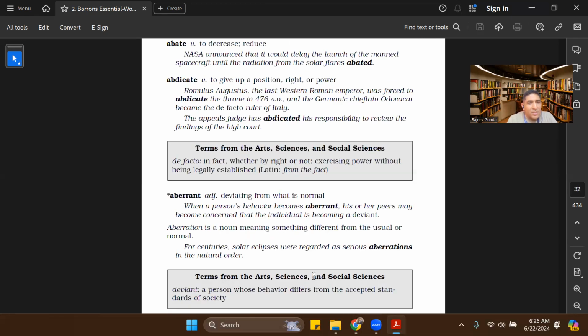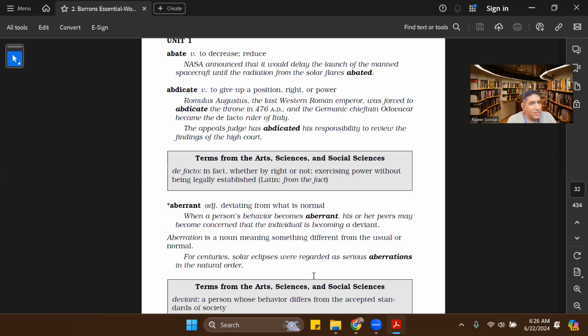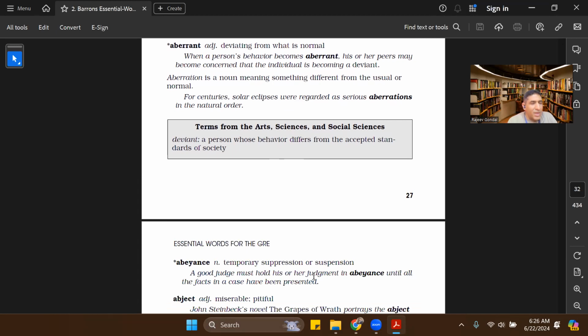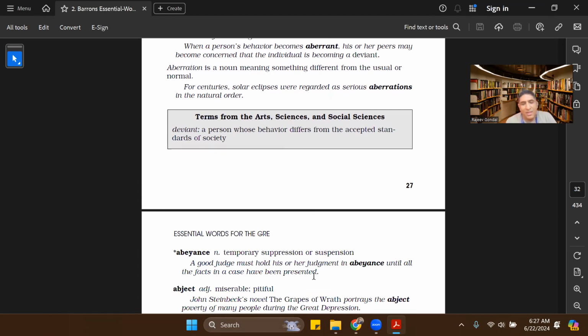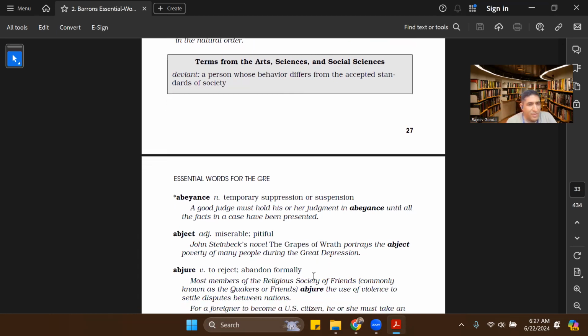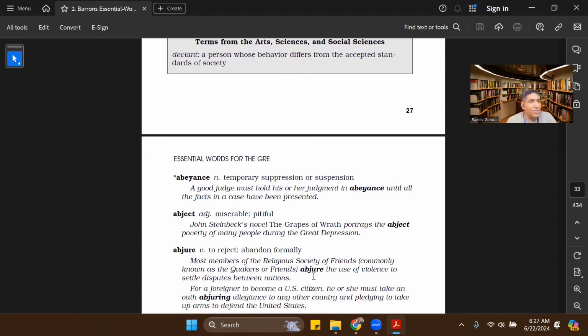So let's just quickly see all these words. Abate was to lessen, right? Abdicate was to give up position and go away. So the king abdicated the throne, that kind of sentence. Aberrant is abnormal behavior. Then comes abeyance, means the matter is kept in abeyance, they have not yet decided. Abject is pitiful, very bad condition. Abjure is to reject or say no to something.